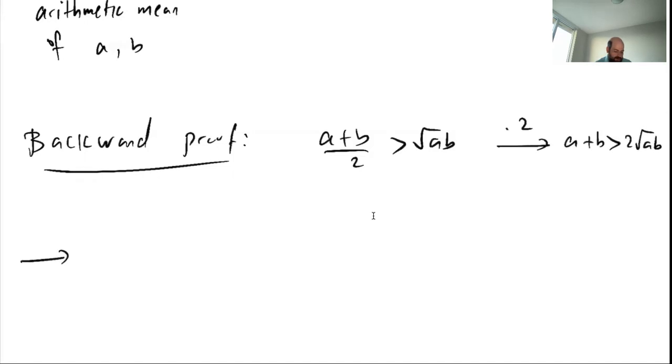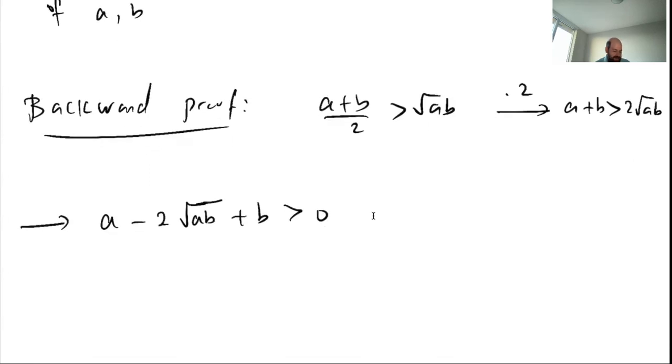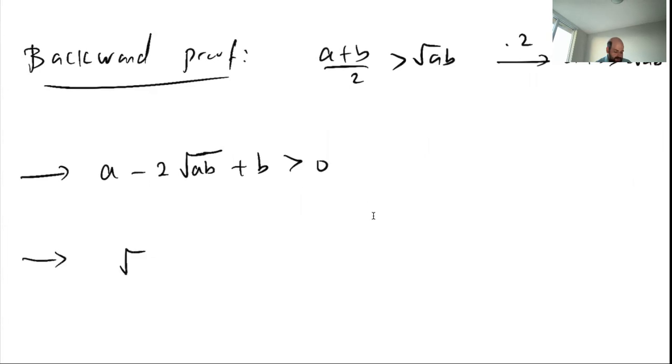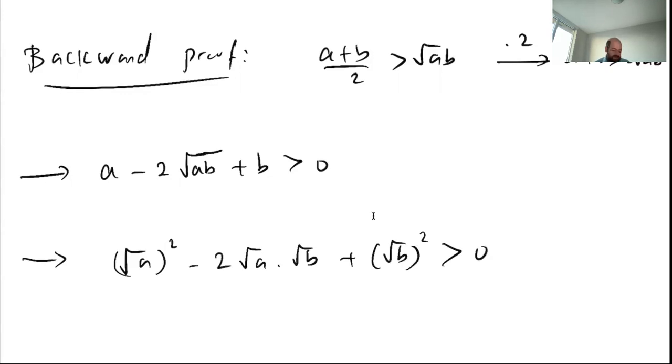And then I can take everything to one side. So a minus 2 root ab plus b is bigger than 0. Now I can write this one as root a squared, minus 2 times root a, root b, and b can be written as root b squared. In this step, the only thing I did was replace a with root a the whole squared, b with root b the whole squared, and root ab is root a times root b.